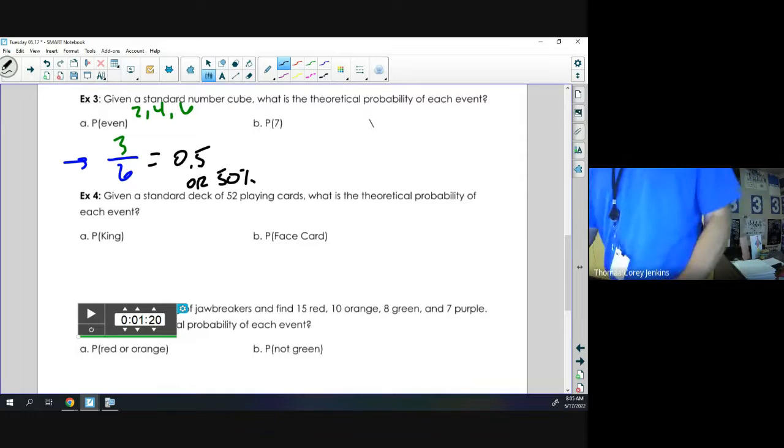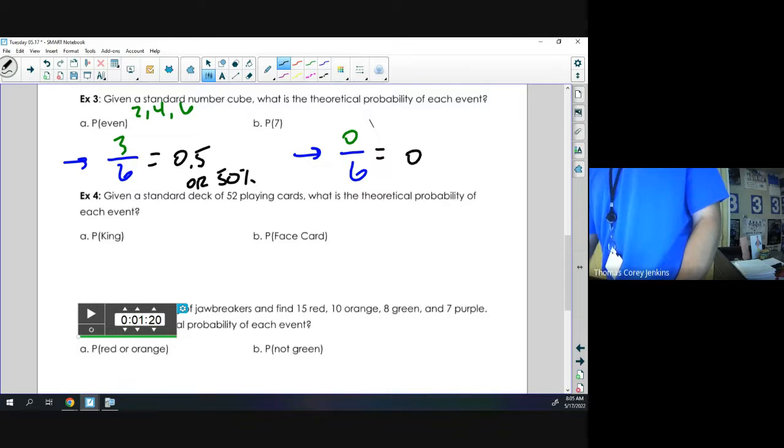All right, what about the probability then that we would roll a 7? How many 7s are there in our sample space? 0, right? So that would be impossible since it's not part of our sample space.